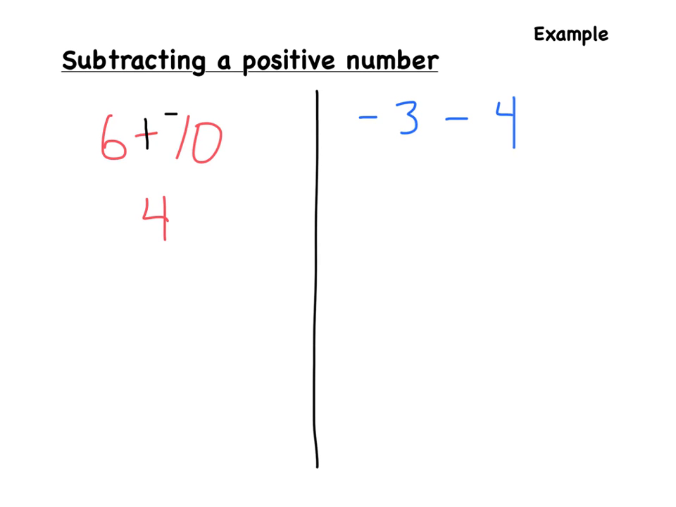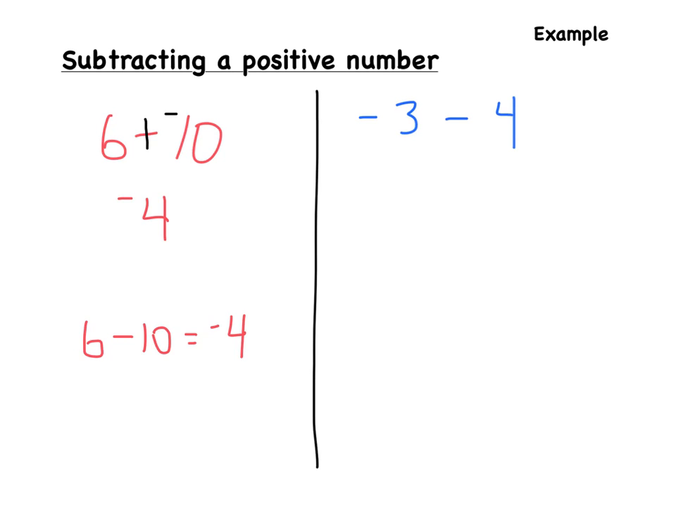Now, which absolute value is larger? Is the 6 larger or is the 10 larger? In this case, the 10 is larger, and it is negative, so the answer is going to be negative 4. So if we rewrite it, 6 minus 10 is equal to negative 4.